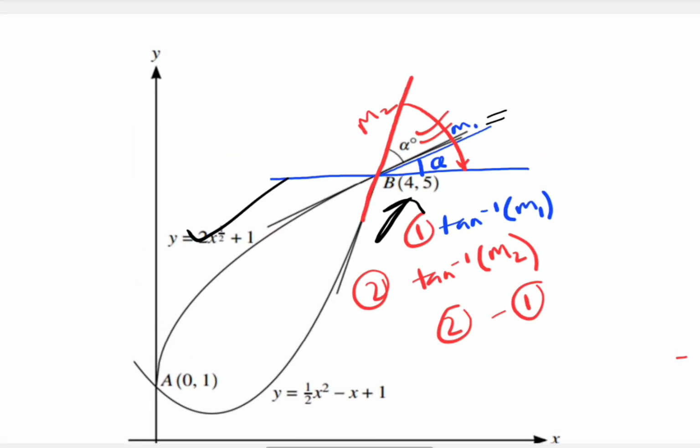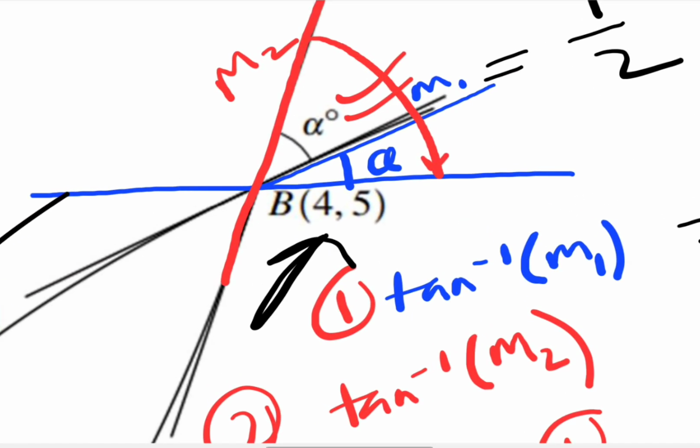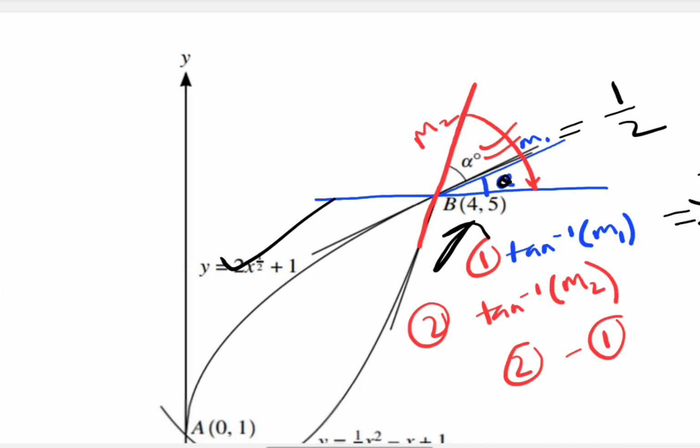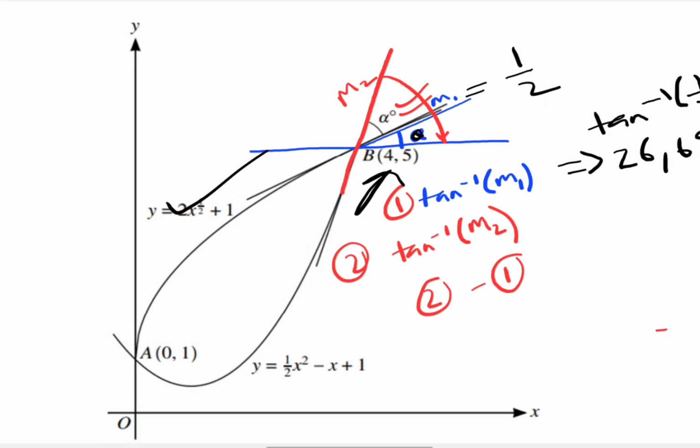So m1 is half, right, and tan inverse of m1 will be tan inverse of half, and that will give us 26.6 degrees, meaning this angle in blue here is 26.6, right.